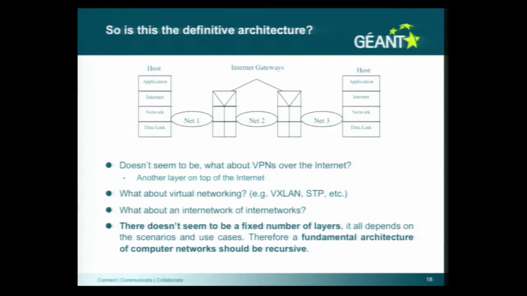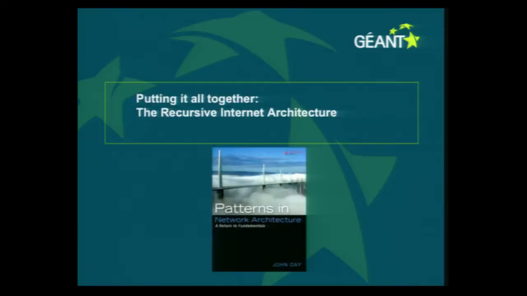Well, you should have these four names, but actually it doesn't seem so, because you have virtual networking, where you have another layer on top of the internet. What about an internet of internets? There doesn't really seem to be a fixed number of layers that can solve all the problems in the internet. So the fundamental internet architecture should be recursive. That's what we came up with.